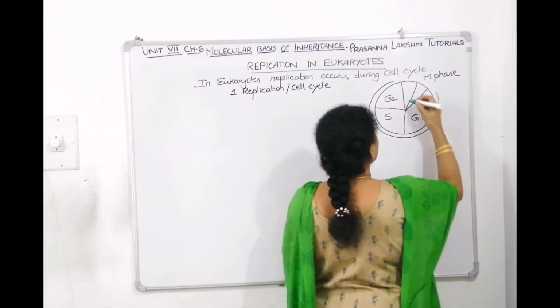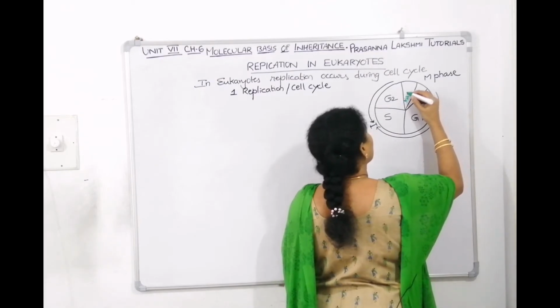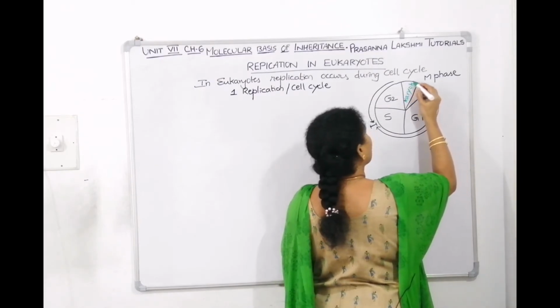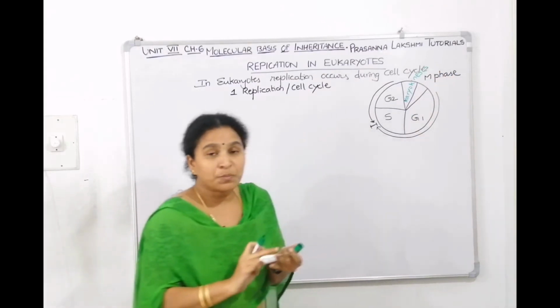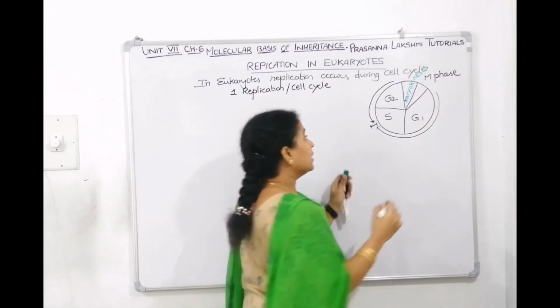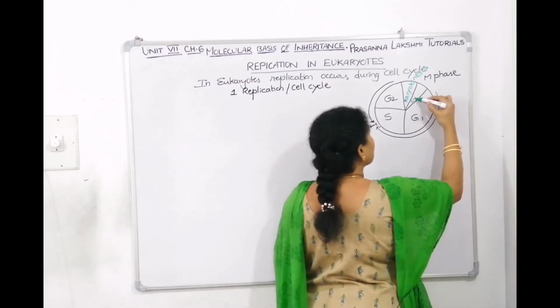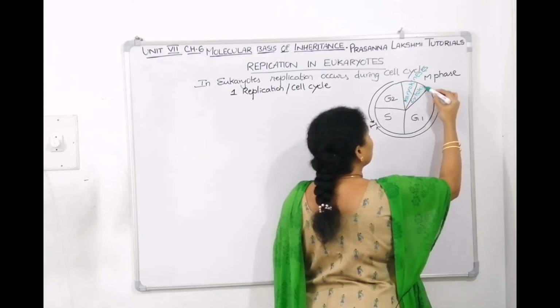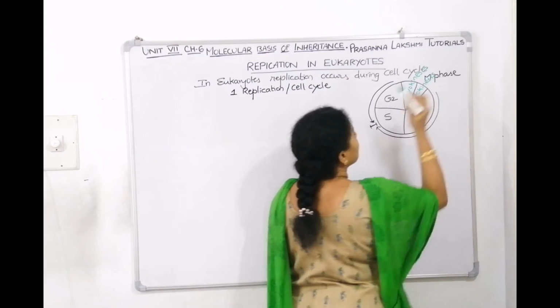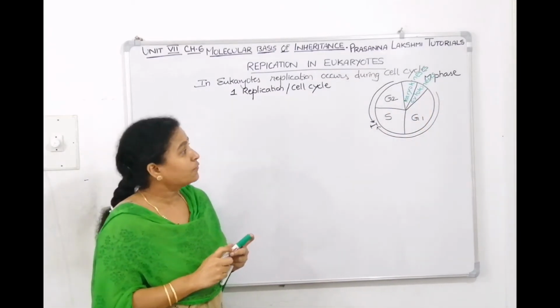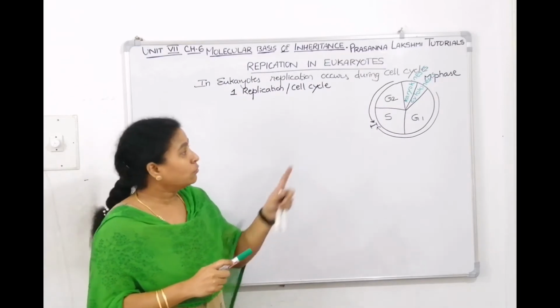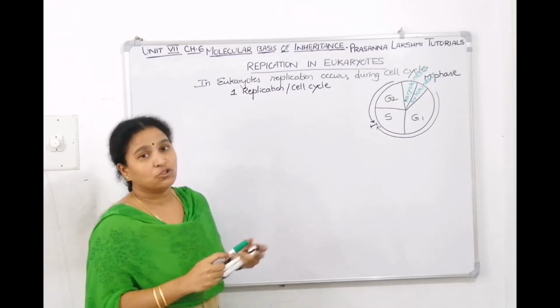So, here we can write karyokinesis, which is again divided into prophase, metaphase, anaphase and telophase. The next one, the cytoplasm division, is called cytokinesis. So, karyokinesis and cytokinesis are parts of M phase. I phase is divided into G1 phase, S phase and G2 phase.